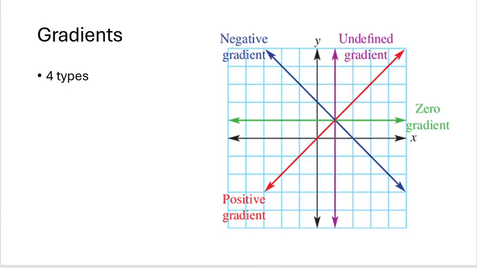Continuing on, let's start talking about gradients, okay? With gradients, there are four different types of gradients. Make sure you know the difference, okay? I've sort of covered it before. I've covered two of them already, but we'll just cover all four, okay?